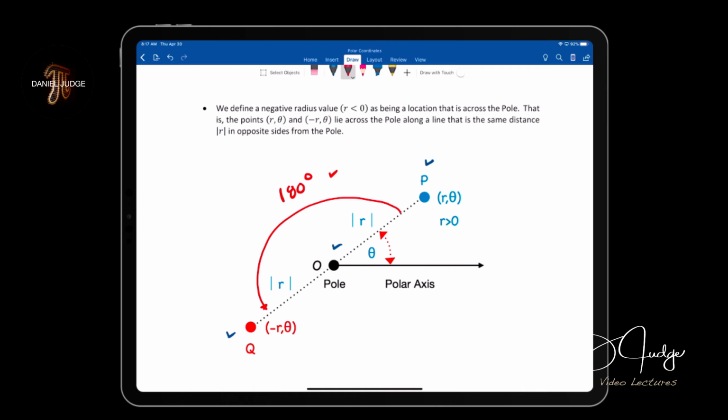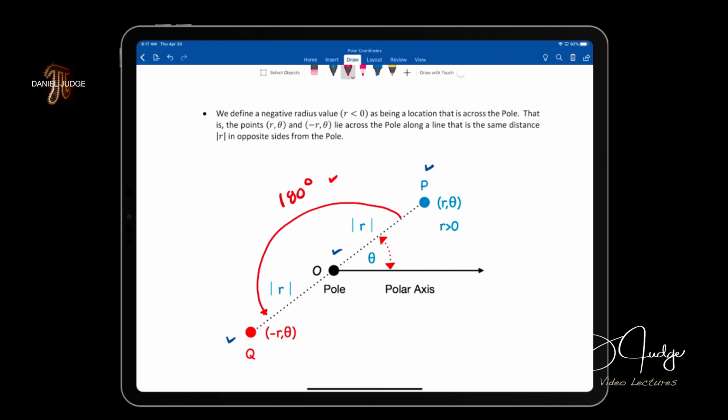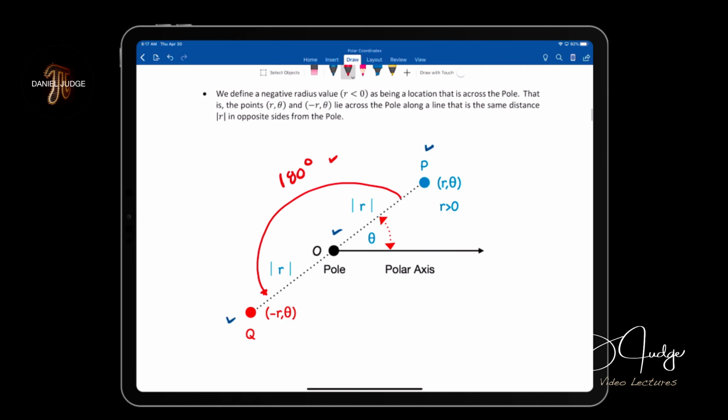So here's the definition. We define a negative radius value as being a location that is across the pole, that is, the points r, theta and minus r, theta lie across the pole along a line at the same distance. Here's the key. This distance here is called r. We have that notated here. And I said here, r is positive in this situation.